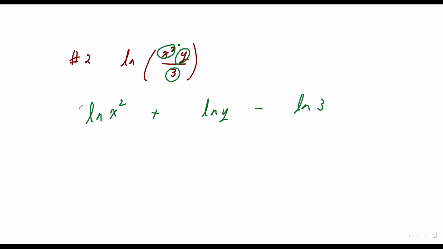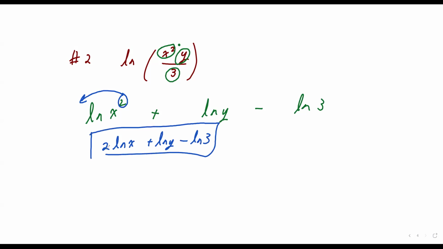So I will then take any exponent, make it a coefficient, simplify if I can, but remember natural log is like an e, and e to anything is not going to give me a whole number. So I can just leave this one as is. So it's going to be 2 natural log of x plus the natural log of y minus the natural log of 3. There you go. There's your expanded form.